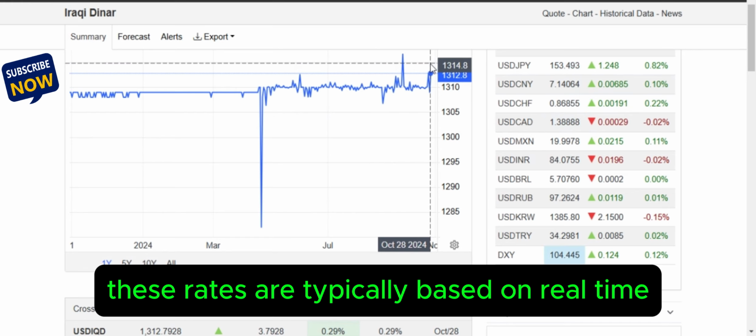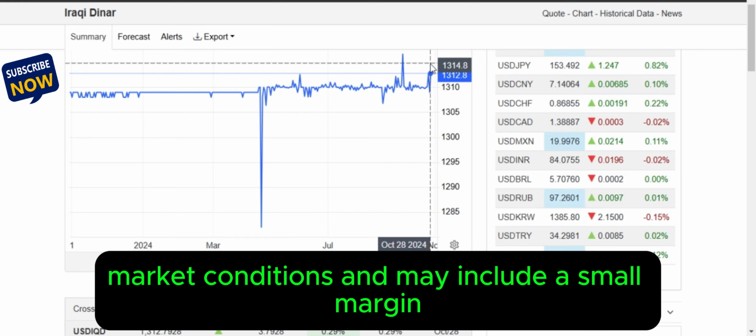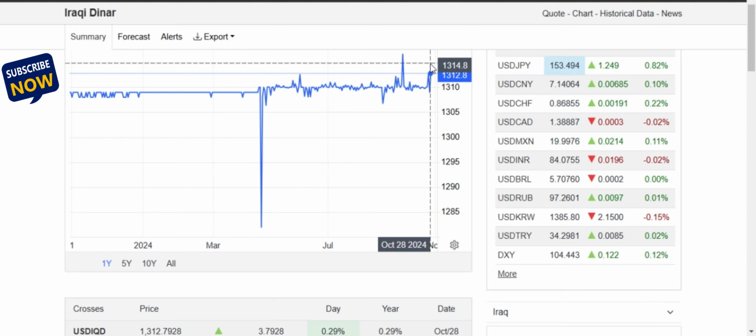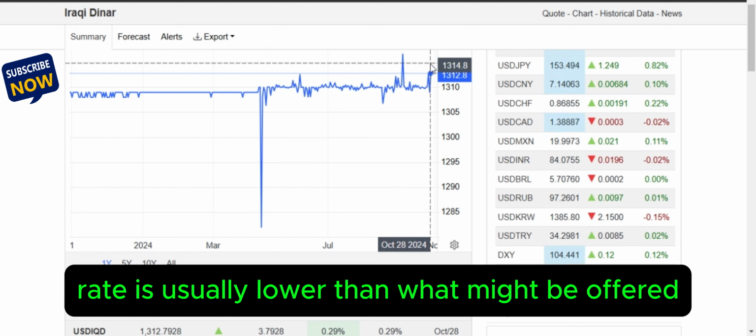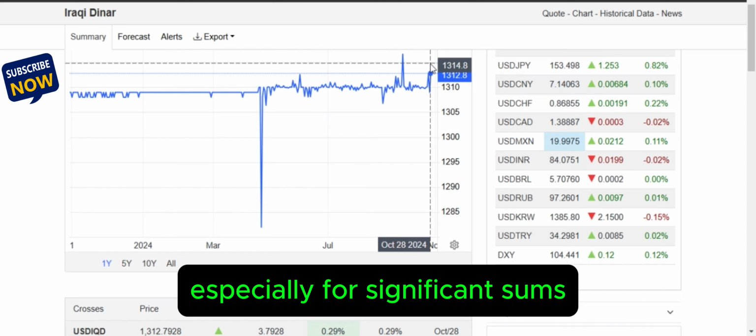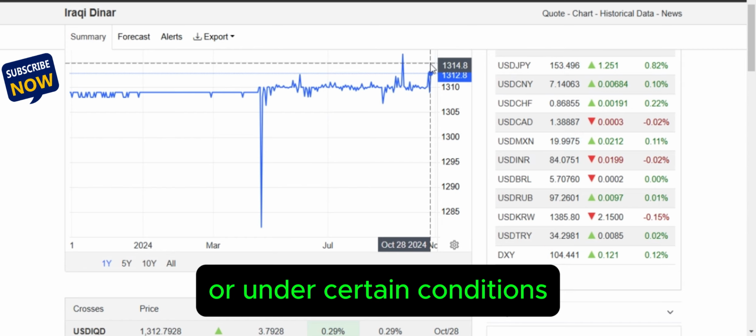These rates are typically based on real-time market conditions and may include a small margin or fee added by the bank to account for transactional costs. The screen rate is usually lower than what might be offered in special transactions or negotiated deals, especially for significant sums or under certain conditions.